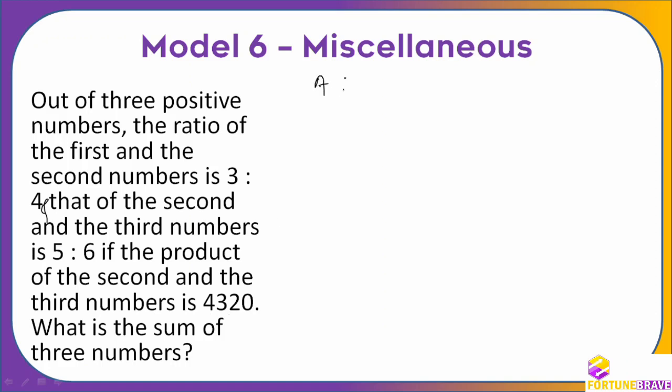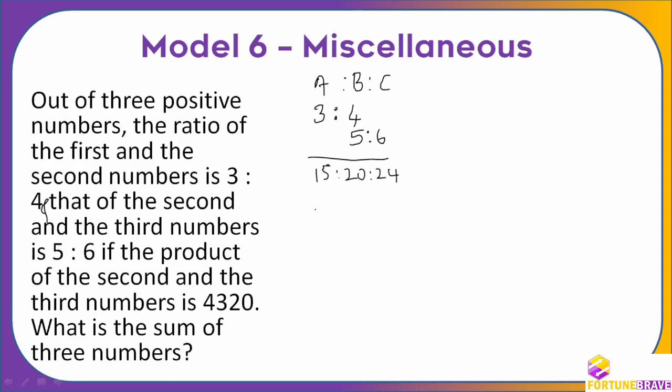So we'll take those numbers as A, B and C. The first number to second number is 3 is to 4, and second number to the third number is 5 is to 6. It is based on combining, that is the previous one. But here the product is given, so I put it separately. So 3 5s are 15, 4 5s are 20, and 4 6s are 24. This is the new ratio.